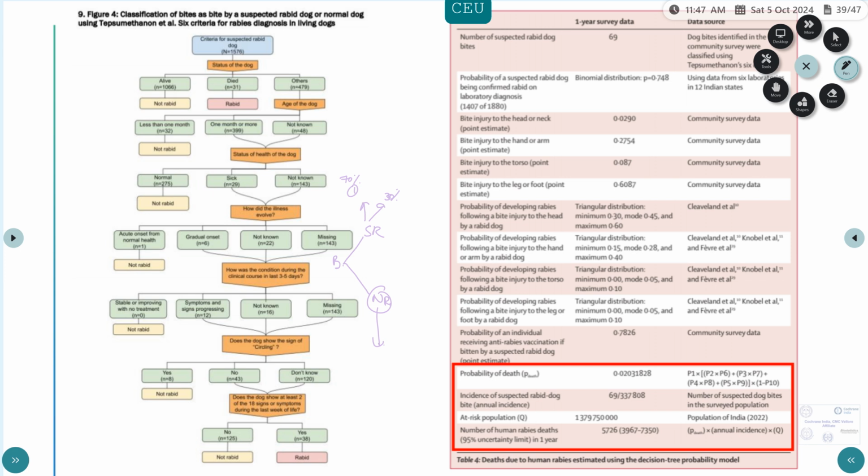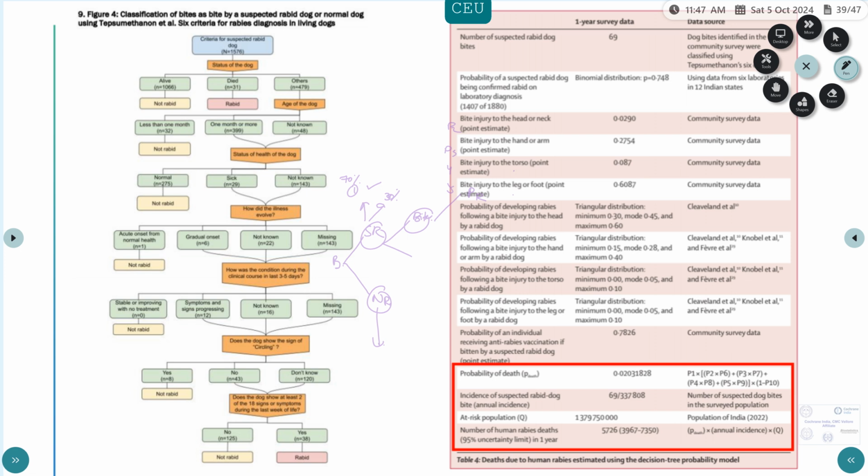Basically, one is categorization based on these things. Second is from the estimates that they got from the 6 to 7 laboratories, they have tried to extrapolate. So those are the 2 ways they have tried to get the incidence of suspected rabid dogs. After that, they have gone into where the bites were. Based on the bites, there are point estimates of probability 2, probability 3, 4 and 5, whether it was on the head or neck, hand or arm, torso, and leg or foot. Then from there, they have gone into the probability of getting rabies at that bite site, which they have gotten from multiple literature sources.